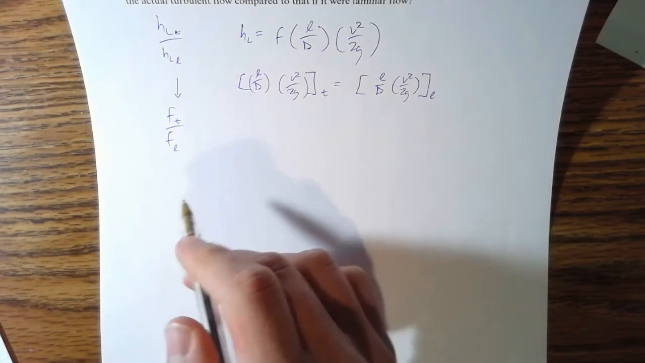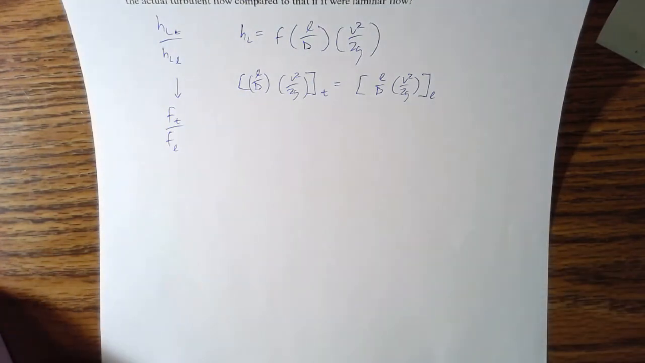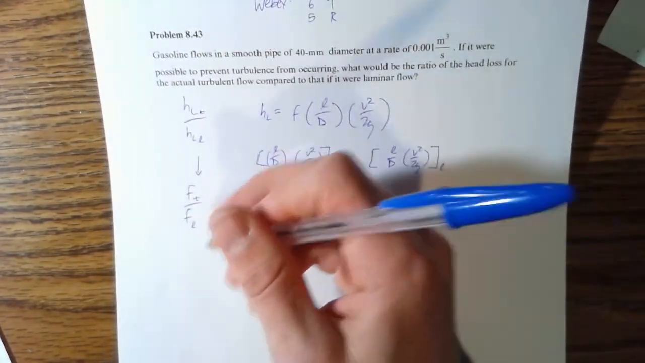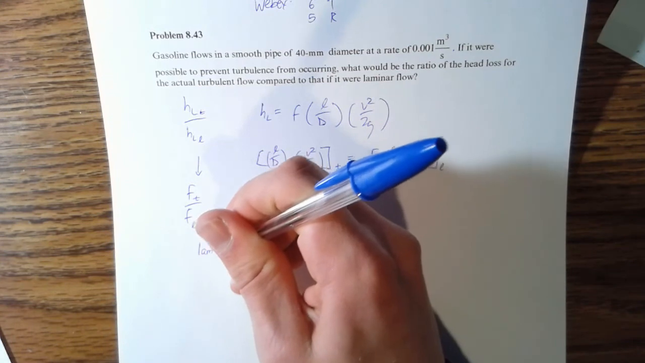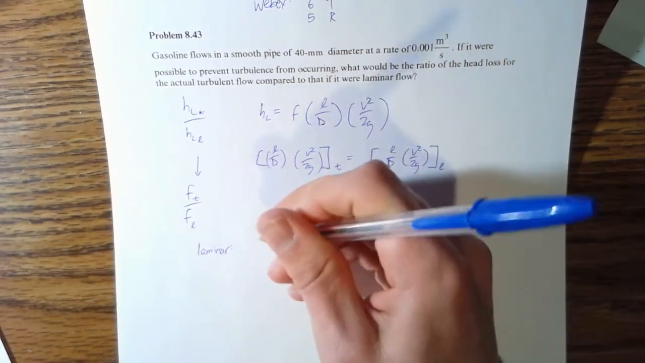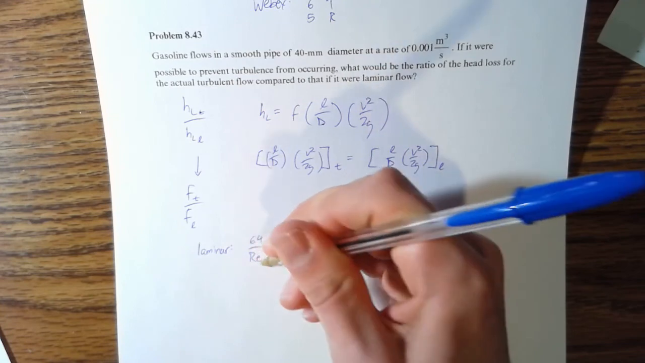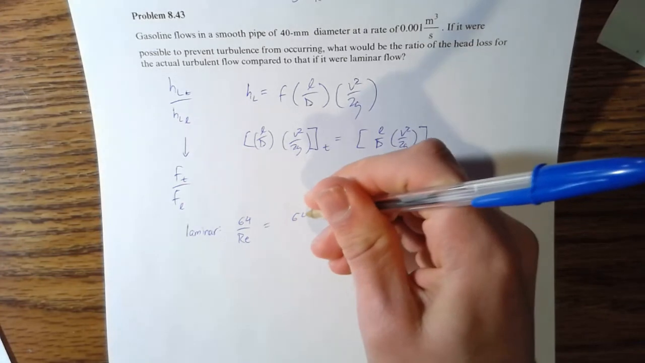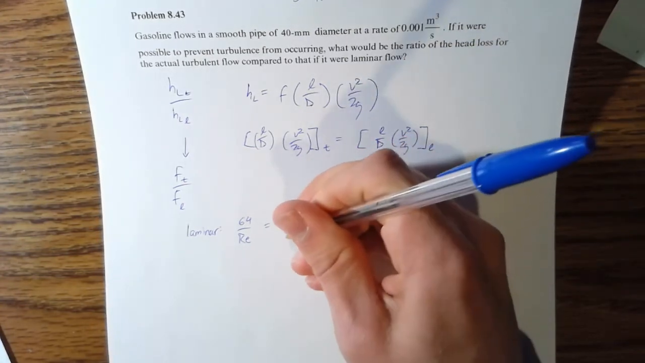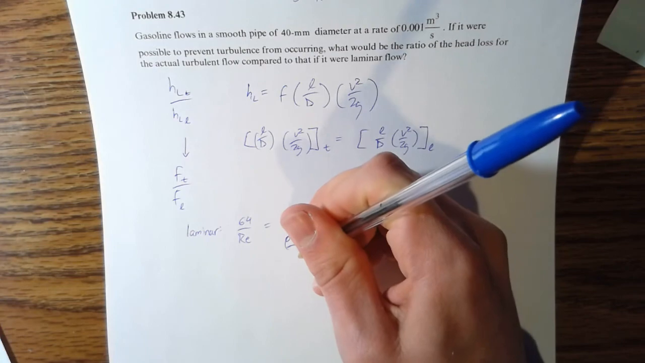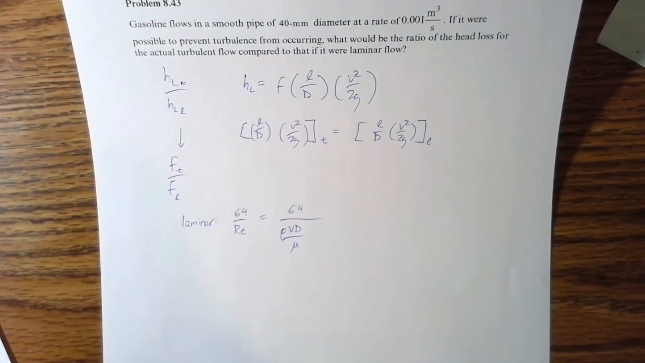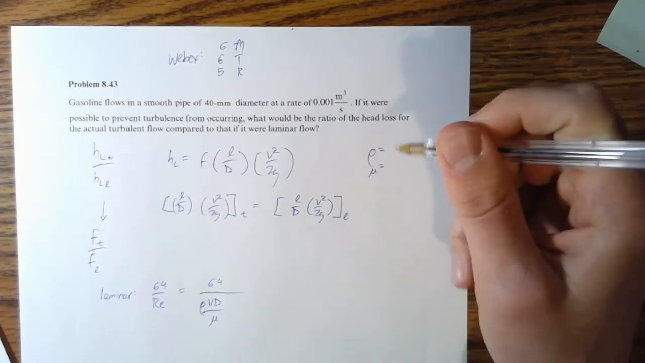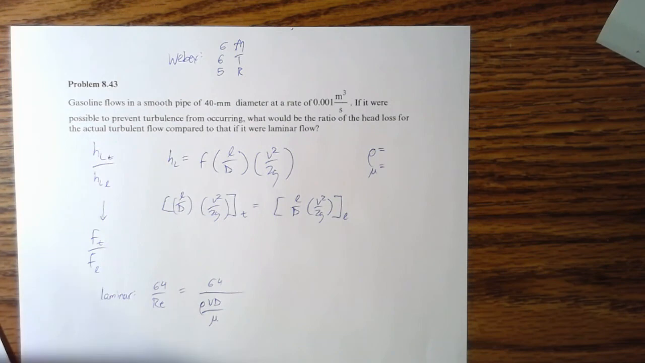Let's start working on what this looks like, though. If we have laminar flow, that's just 64 over your Reynolds number. So for our Reynolds number, that's just rho VD over mu. And for gasoline density and viscosity, here are the approximations we're going to use, if I can find them.